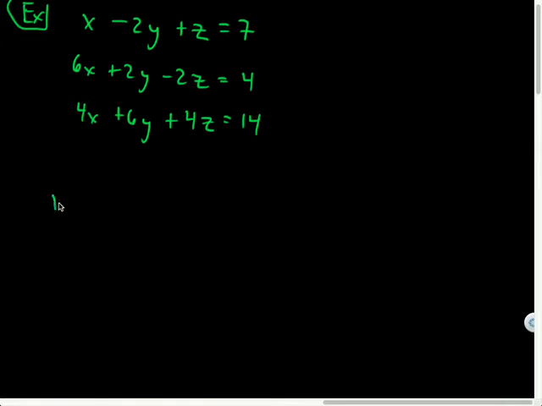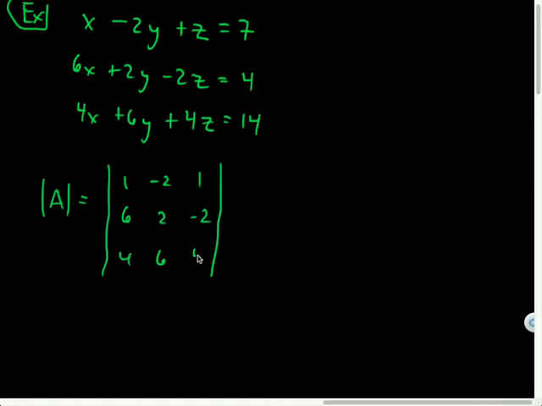So let's start off by finding the determinant of matrix A. Now, I haven't shown you Cramer's rule for a 3x3, but I think the pattern will speak for itself. So I'll have 1, negative 2, 1. I'll have 6, 2, negative 2. I'll have 4, 6, and 4. To find the determinant of a 3x3, I'm going to copy the first two columns. Remember?